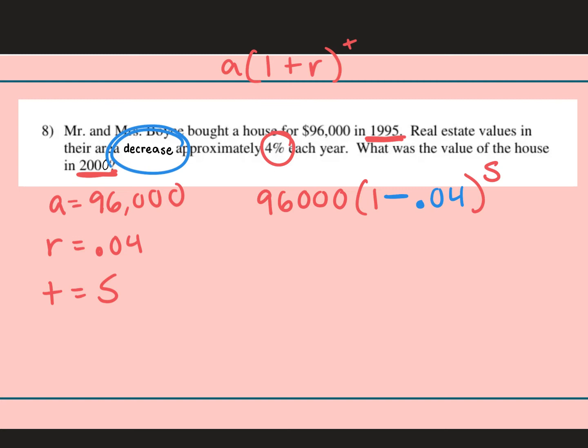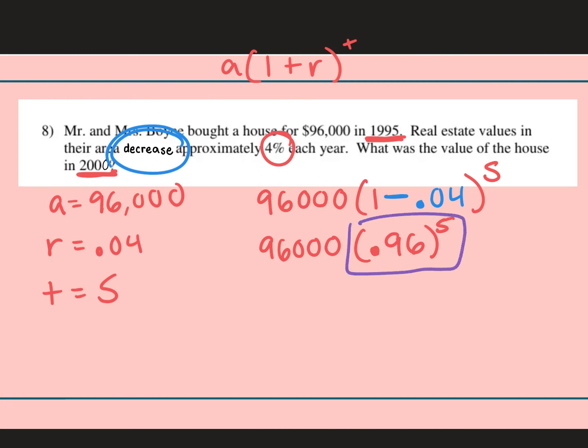So what do I do first to solve? The parentheses. So 1 minus 0.04 is what? 0.96. Do it on the calculator. 1 minus 0.04. What do I do next? The exponent. So 0.96 to the power of 5.